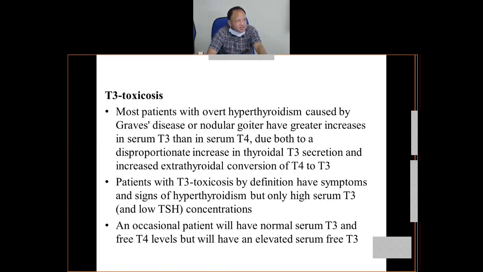There is a term which is known as T3 toxicosis. So what does it mean here? That means the T3 is high. Most patients with overt hyperthyroidism usually have an increase in serum T3 more than in serum T4 due to a disproportionate increase in thyroidal T3 secretion as well as increased extrathyroidal conversion of T4 to T3. So patients with hyperthyroidism may have TSH low, but the T4 will be normal, the T3 will be high. If you have an isolated T3 increase without an increase in T4, that is known as T3 toxicosis.